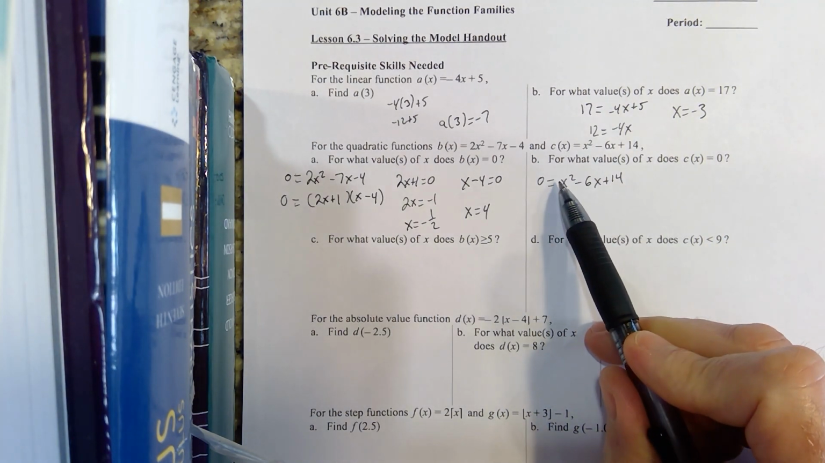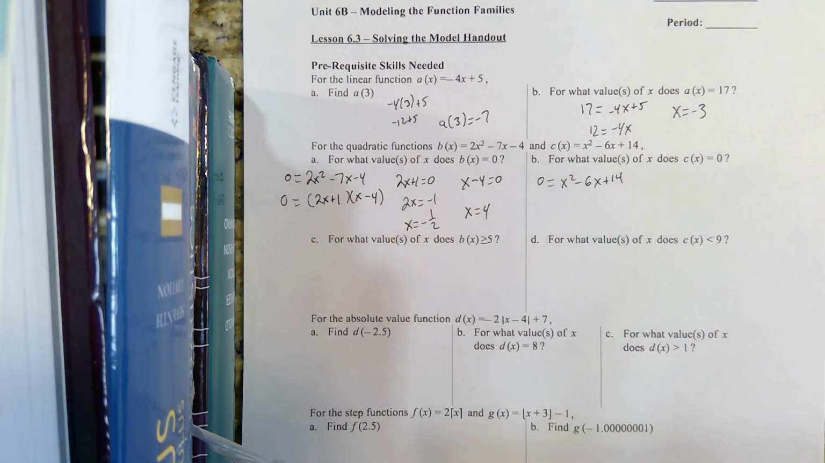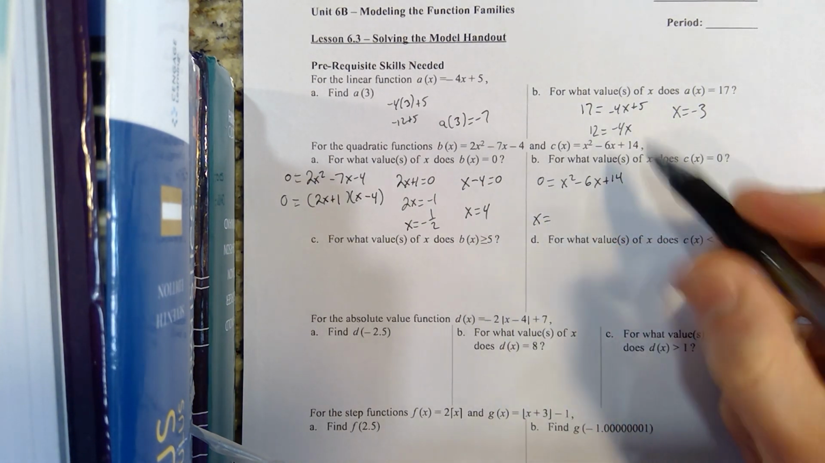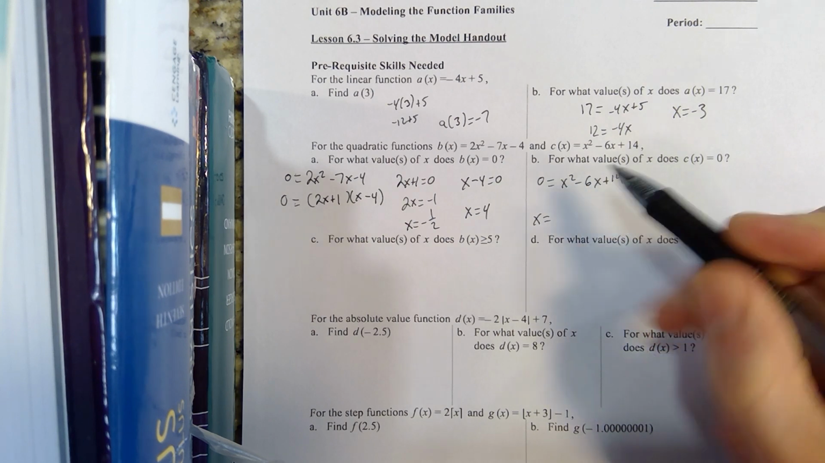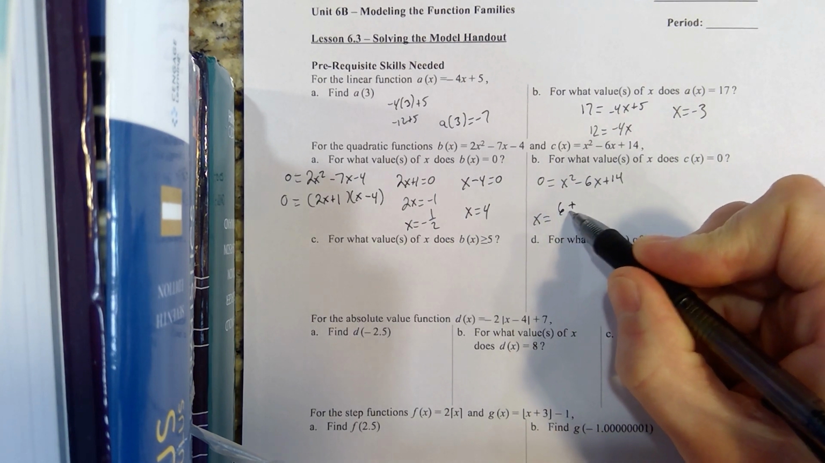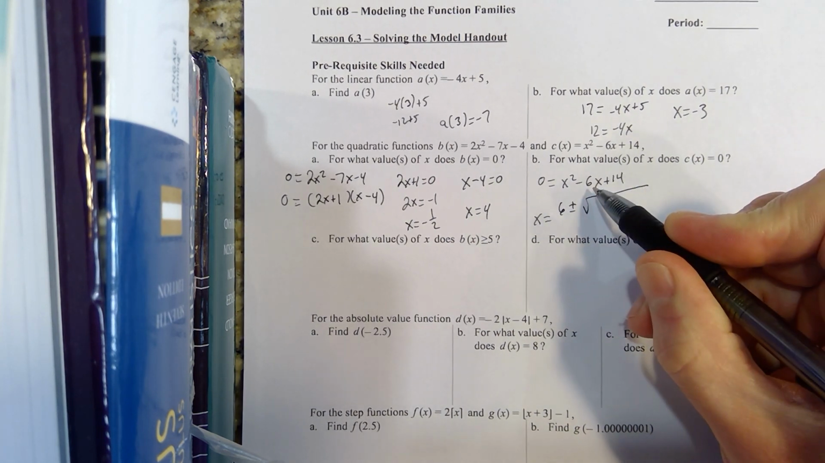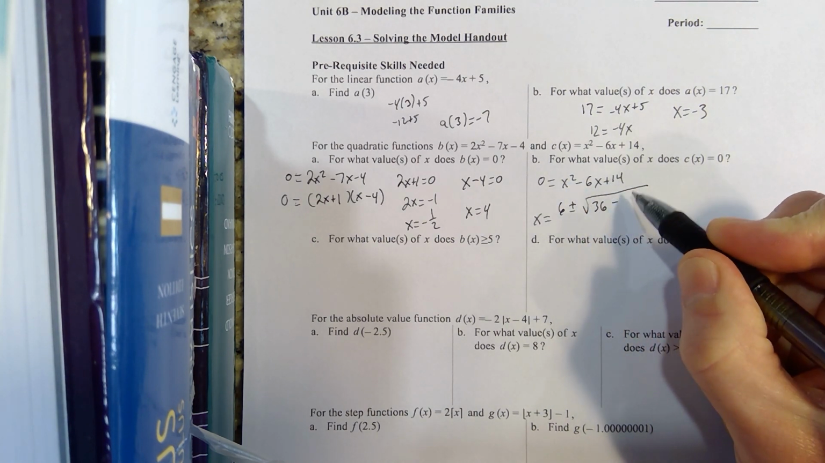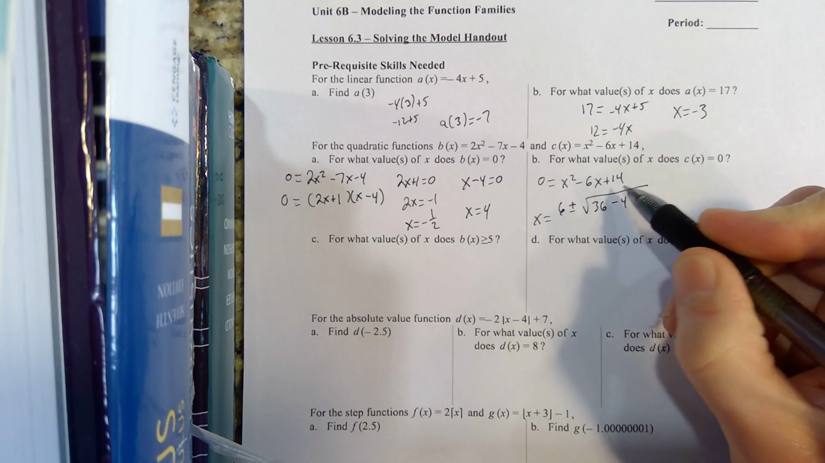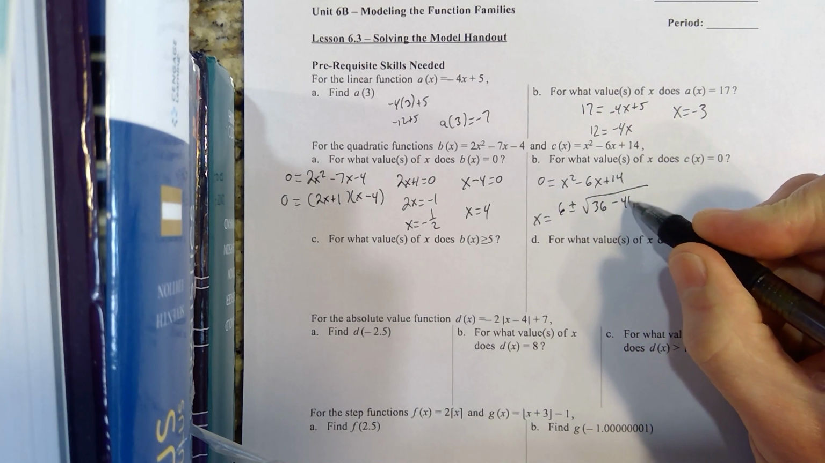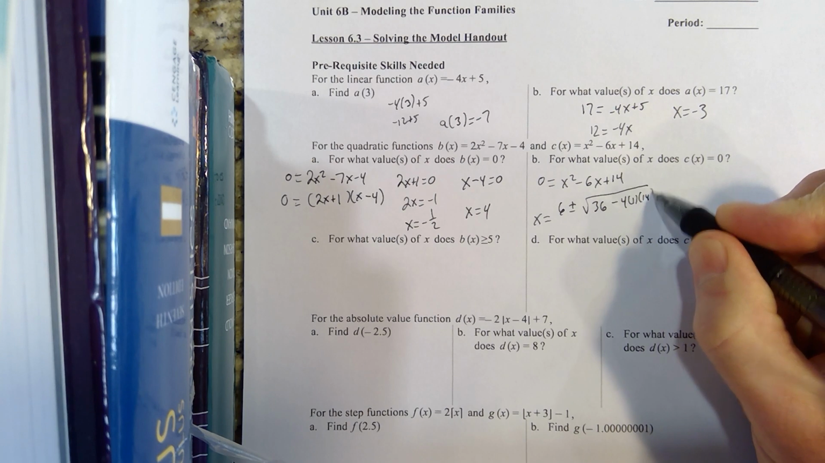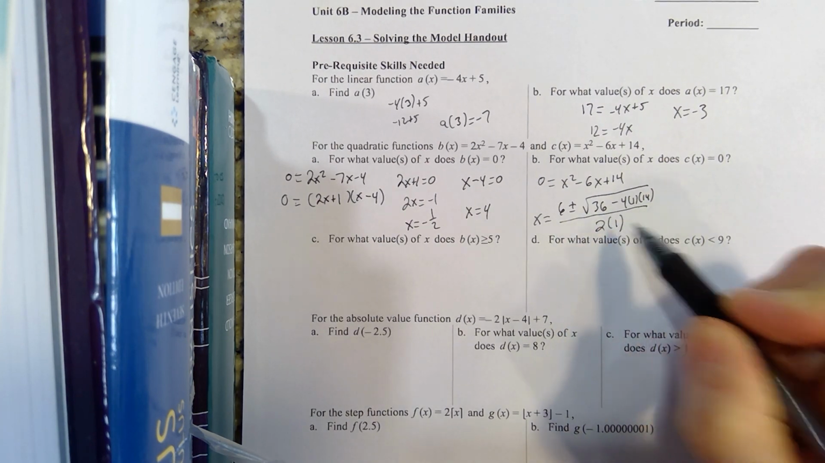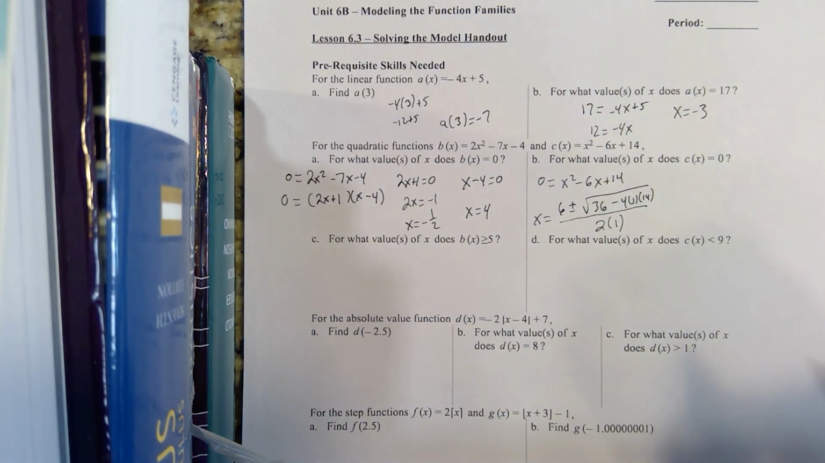So remember, this is a is 1, b is negative 6, c is 14. So I would say x equals negative b. So in this case, that becomes 6 plus or minus the square root of b squared. So that's going to give me 36 minus 4 times a, which is 1, times c, which is 14, all over 2 times a, which was 1. Okay, so working this out.